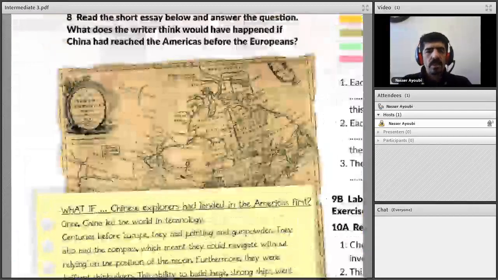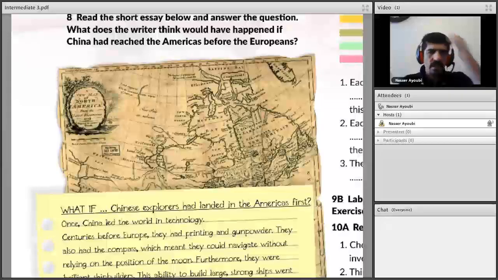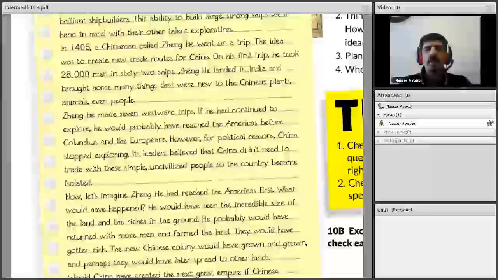So the question, what was the question? What does the writer think would have happened if China had reached the Americas before the Europeans? The writer thinks the Chinese would have seen the incredible size of the land and the riches in the ground, returned with more men, created new communities, brought their technology and farmed the land and gotten rich. The new Chinese colony would have grown and grown, and perhaps they would have later spread to other lands.